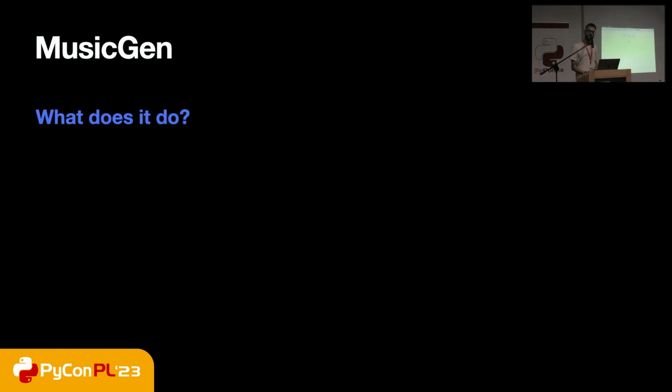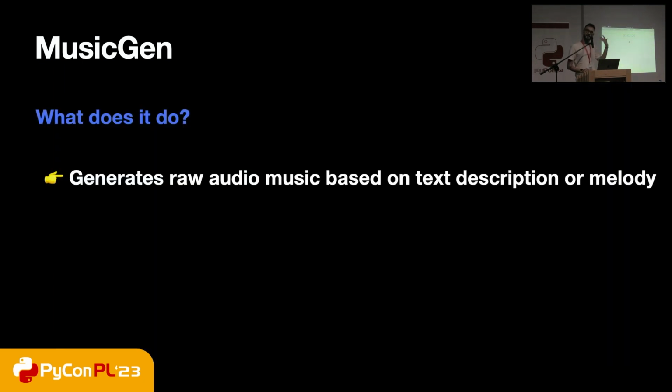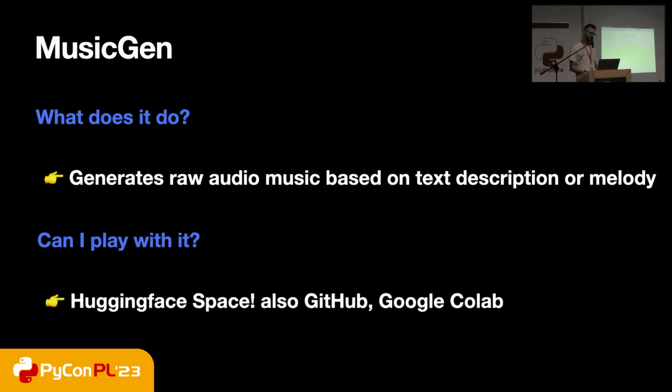So MusicGen from Meta AI, what does it do? It also generates raw audio music based on text description or on melodies. This is a difference from the previous one. Can I play with it? Sure, you can try it out in Hugging Face Spaces. Also, the code is open sourced on GitHub, and you can train your own one in Google Colab.